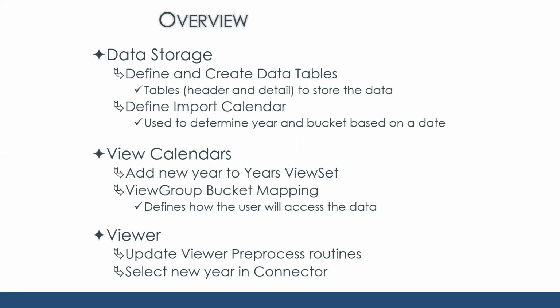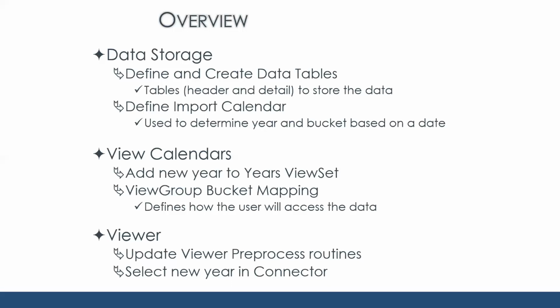Then there's an admin function setting up the view calendars, and the view calendars are those calendars that viewer uses to determine things like what's the current month, what are the different fiscal months or periods in your calendar or in your fiscal calendar. So we need to adjust those as well, and that involves creating what we call the view group bucket mapping as well.